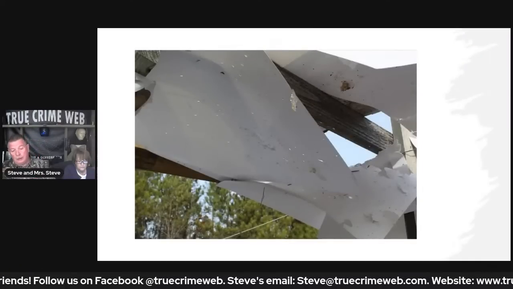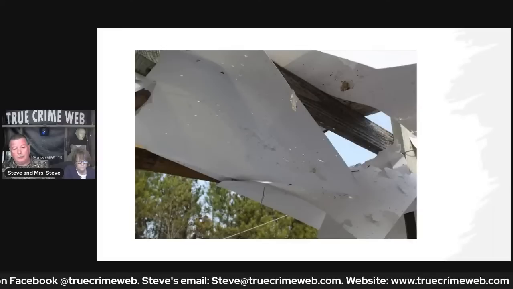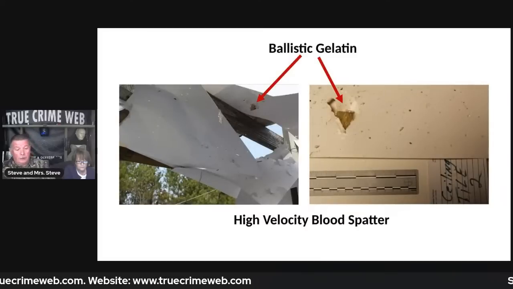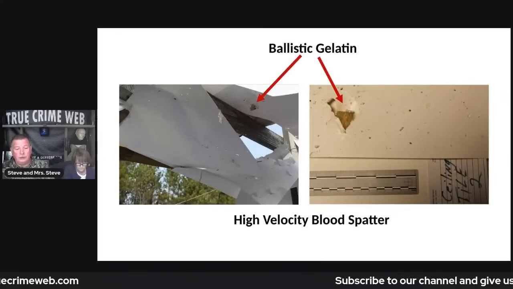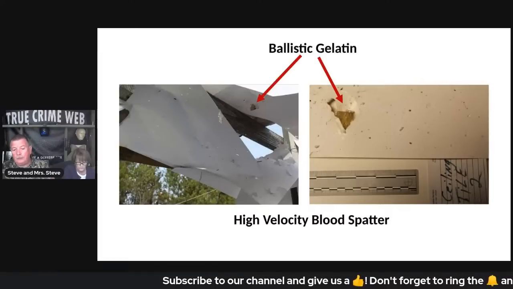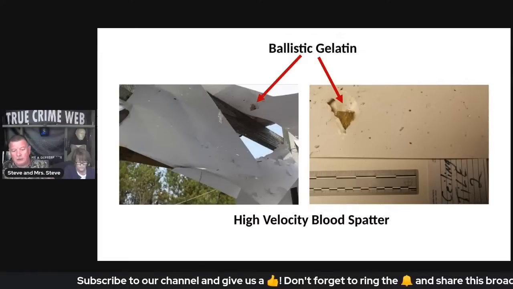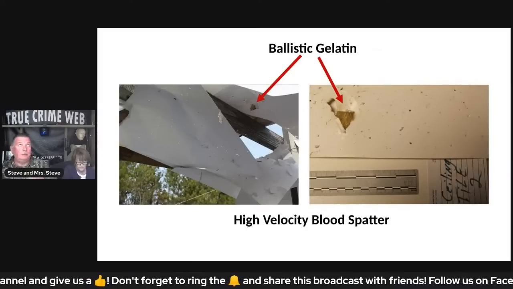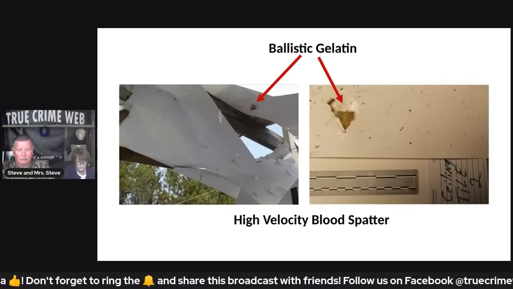And then we have the ceiling. I took a picture of it, and you can see some of the synthetic blood spatter and some of the ballistic gelatin embedded in the ceiling. I took a close-up of that, so you can see that one particle of ballistic gelatin that embedded itself in the ceiling tile. And then, of course, you have high-velocity blood spatter surrounding it. That was a couple feet above his head.